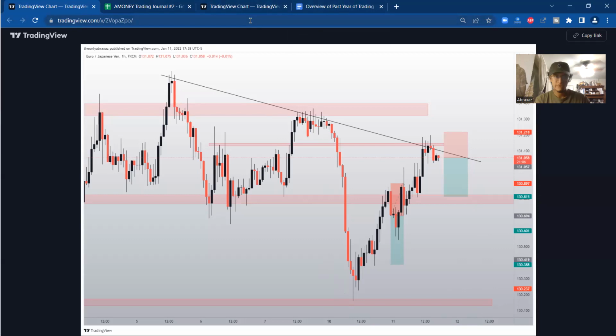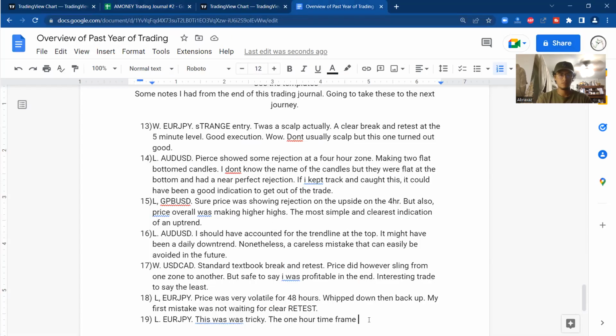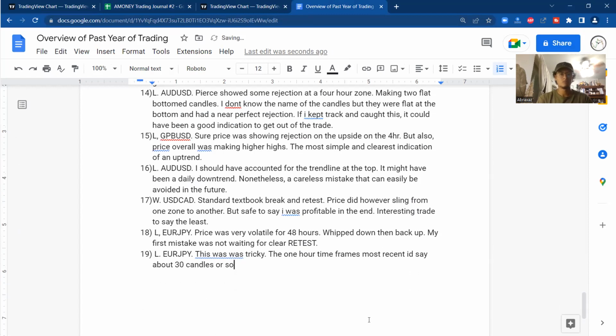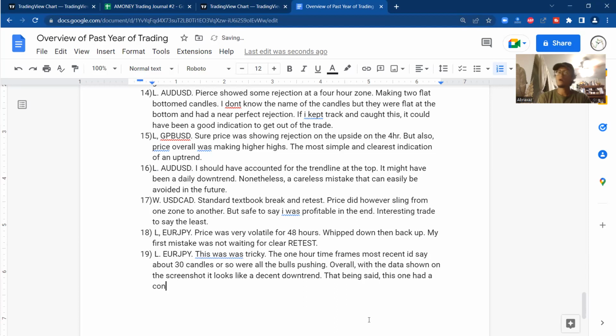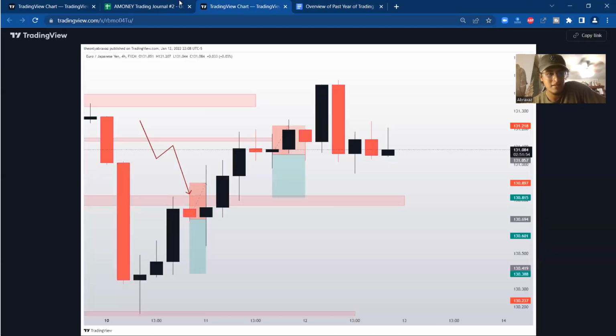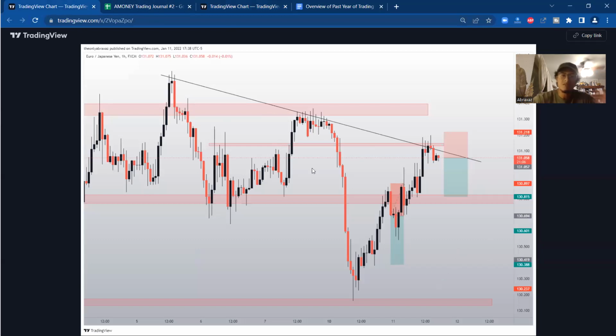From 12. Say about 30 candles or so were all the bulls pushing. Overall, with the data shown on the screenshot, it looks like a decent downtrend. That being said, this one had a conflict of interest in confluence. Does that make sense? But yeah, so it's like there's a conflict. I guess if there's conflict like that, so this is one of the more interesting trades for sure.